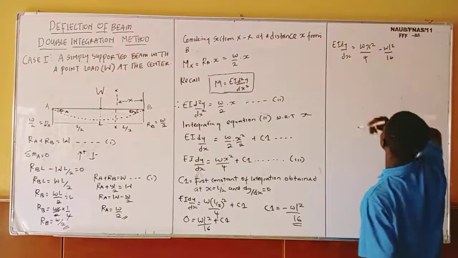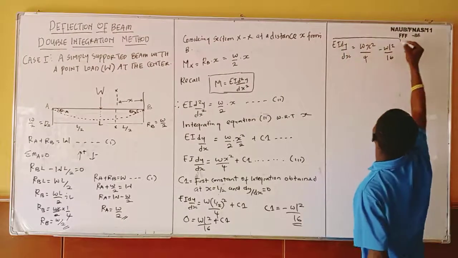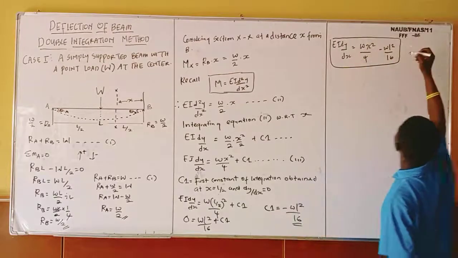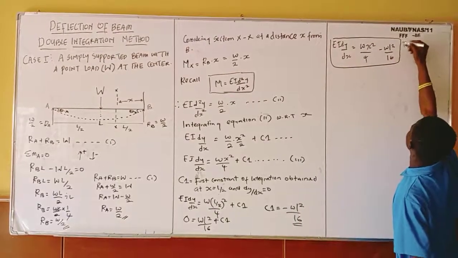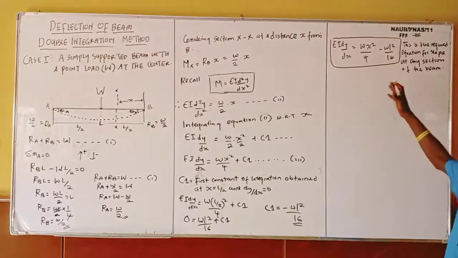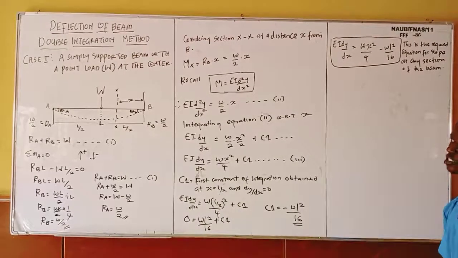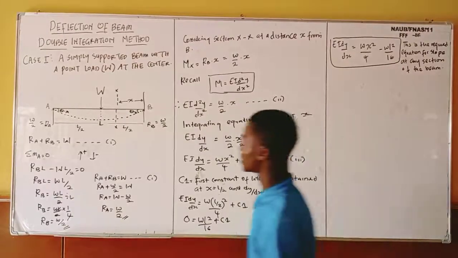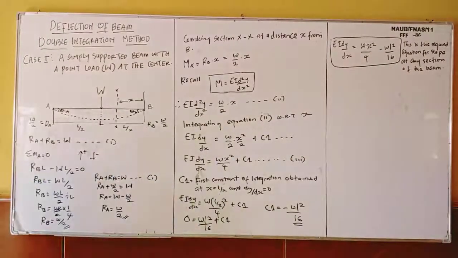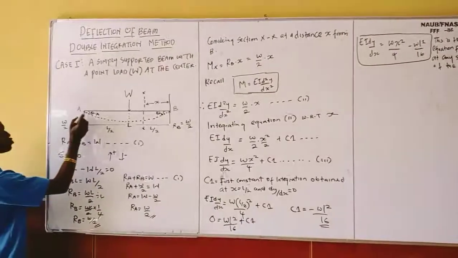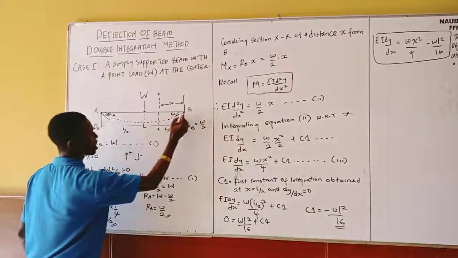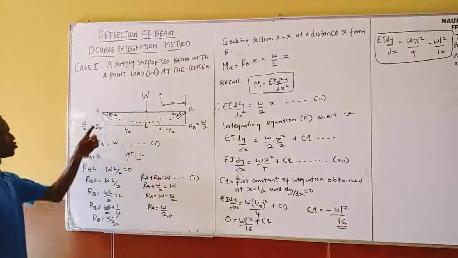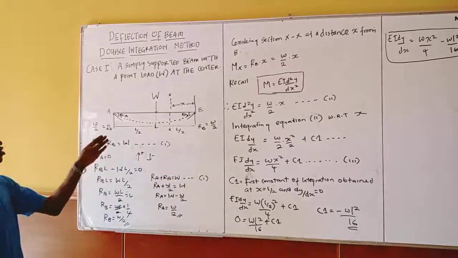So this is the required equation, the equation for slope at any section of the beam. For me to have my maximum slope, where am I going to have it? Look at this diagram. I'm going to have my maximum slope at this point. This is where I'm going to have my maximum slope.